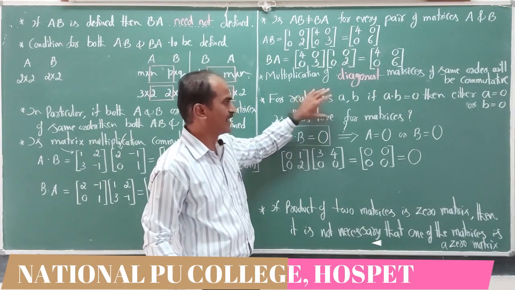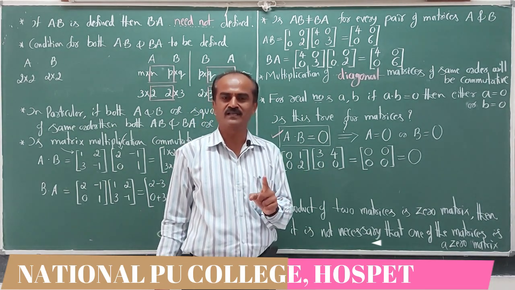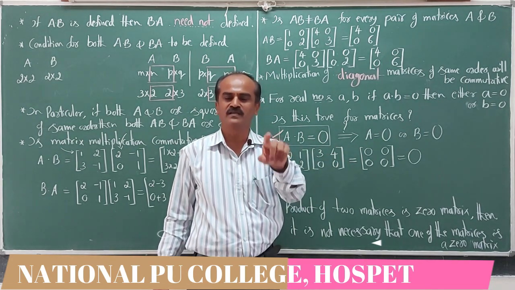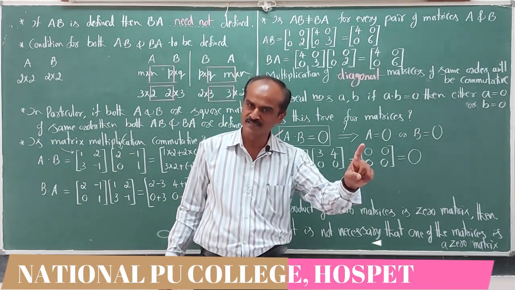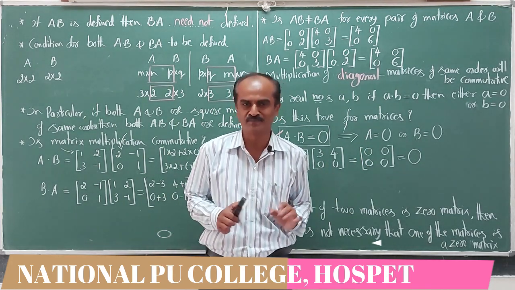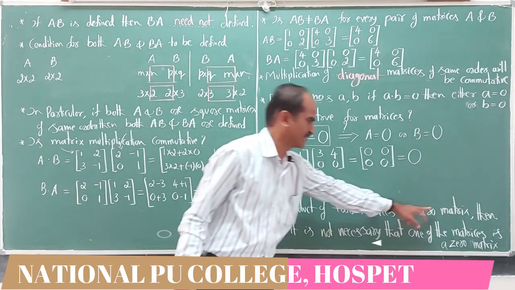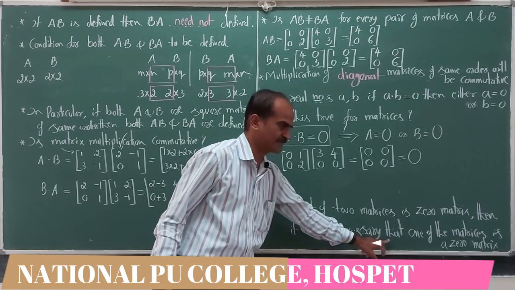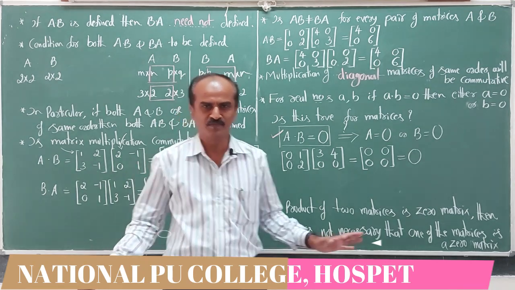Therefore, in the case of matrices, this standard result is not true. Whereas in the case of real numbers, the product of two real numbers being 0 means definitely either one of these two real numbers must be 0. In the case of matrices, if the product of two matrices is a null matrix, it is not compulsory that either of these two must be a null matrix. So this is another point that you have to remember. If the product of two matrices is a 0 matrix, then it is not necessary that one of the matrices is a 0 matrix. I hope the points are clear here.